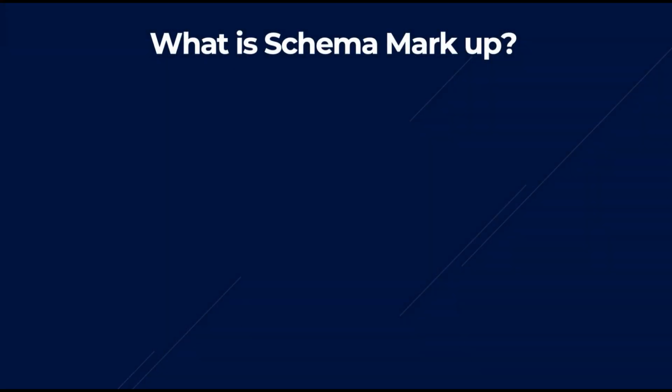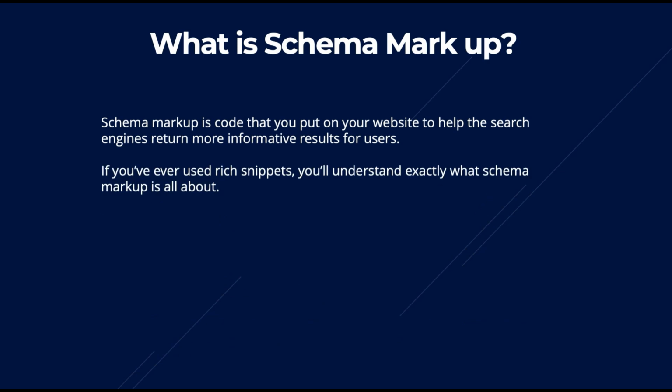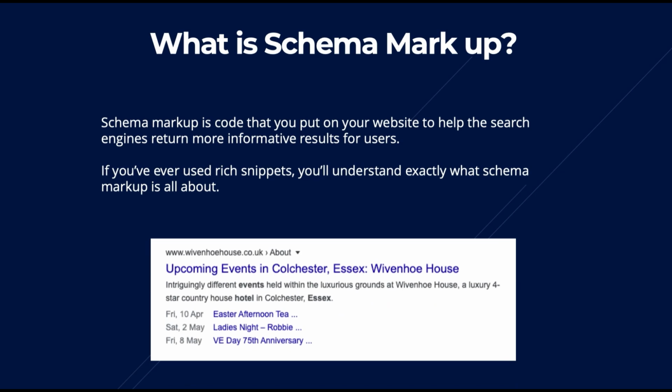What is schema markup? Schema markup is code that you put on your website to help search engines return more informative results for users. If you've ever used rich snippets, you'll understand exactly what schema markup is all about. Here's an example of a local business that has schema markup on its events schedule page. As you can see, the schema markup told Google to display a schedule of upcoming hotel events. That for the user is extremely helpful.